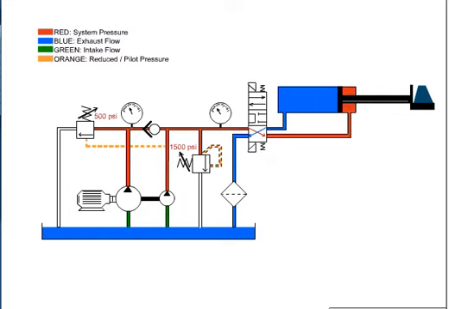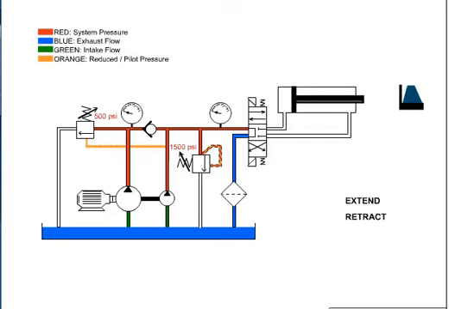Once the flow from the high-volume pump is unloaded, both pumps join once again for a rapid return of the cylinder. The high-low system requires less input power to meet the work cycle's speed and force requirements. Now that you understand the application of the unloading valve, push the extend or the retract button to watch the function of the valve.